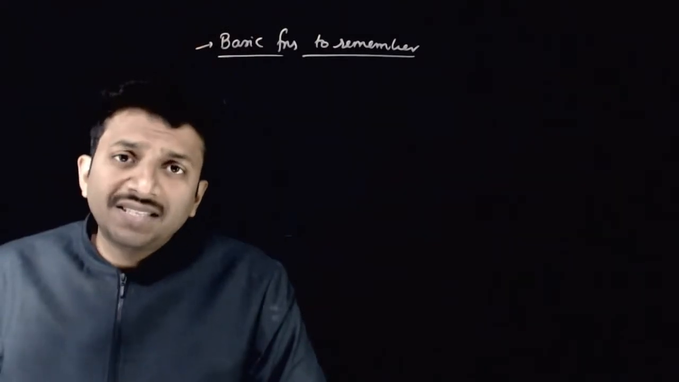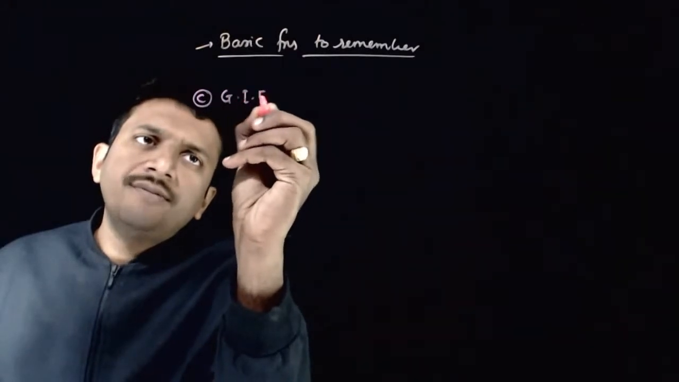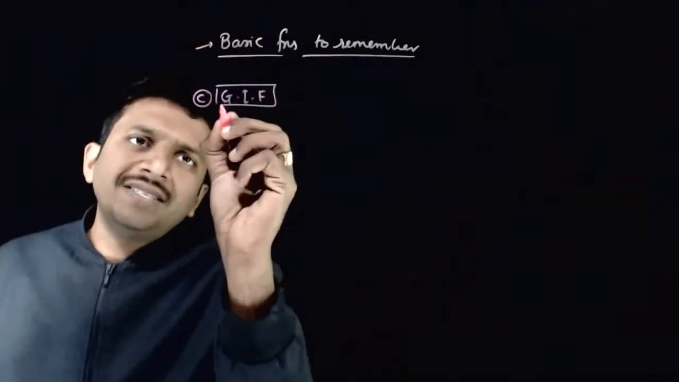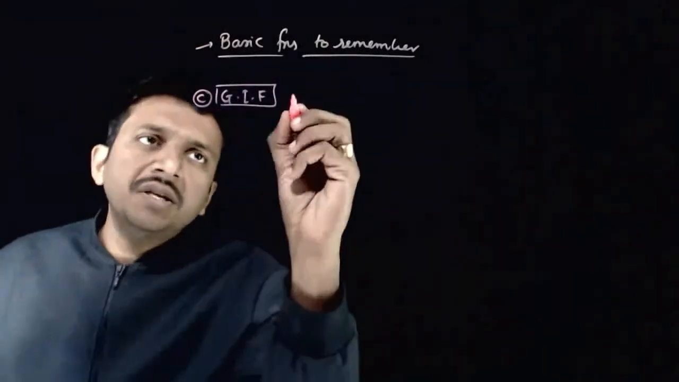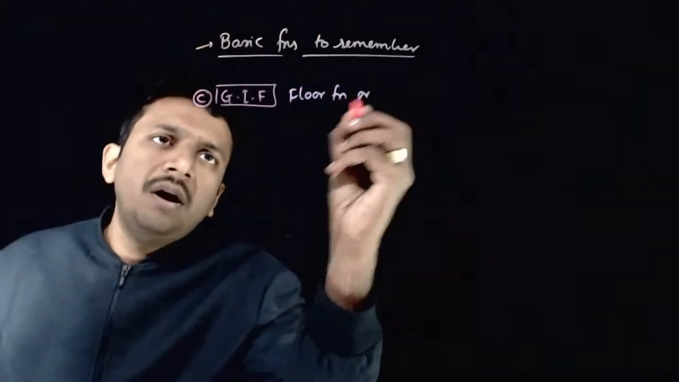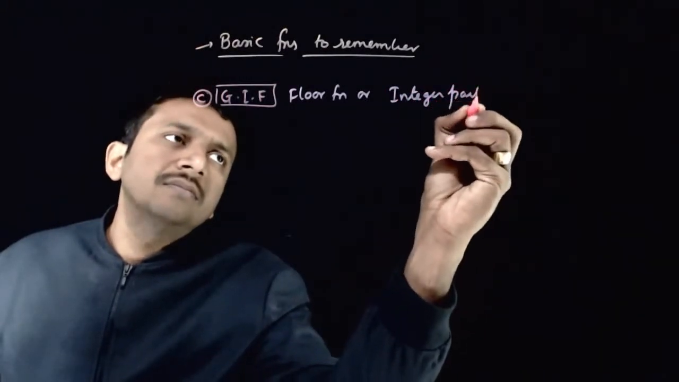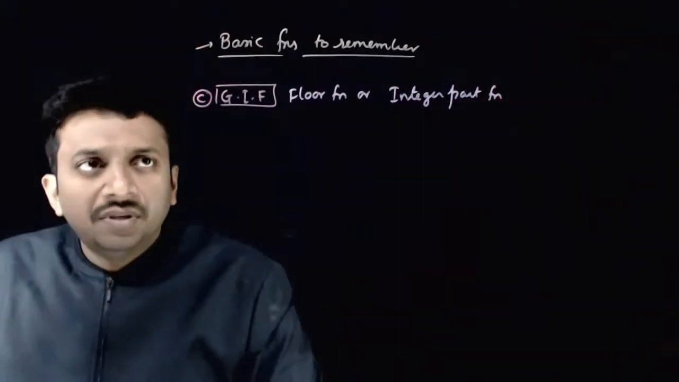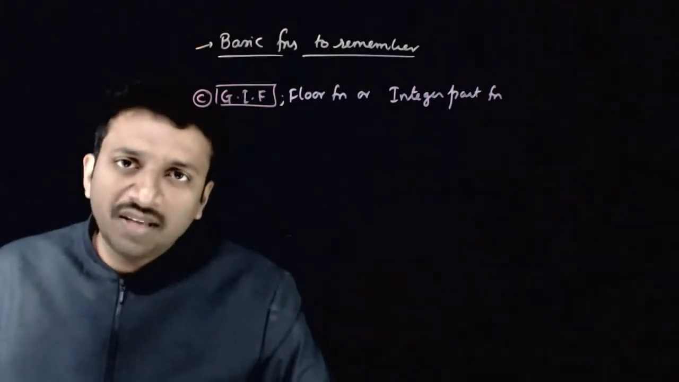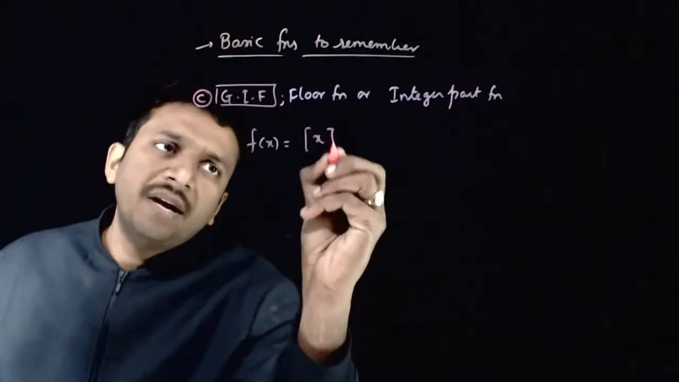So the next set of functions that we are going to see are the greatest integer function and the fractional part function. Now let us look at what the greatest integer function is. This function is also called the floor function or integer part function. Greatest integer function, floor function, or integer part function, all these represent the same function, and f of x is equal to integer part of x.